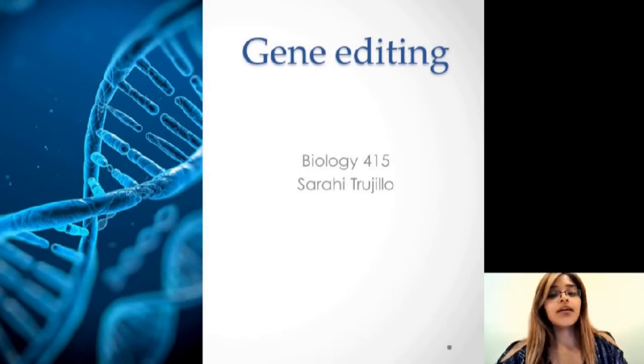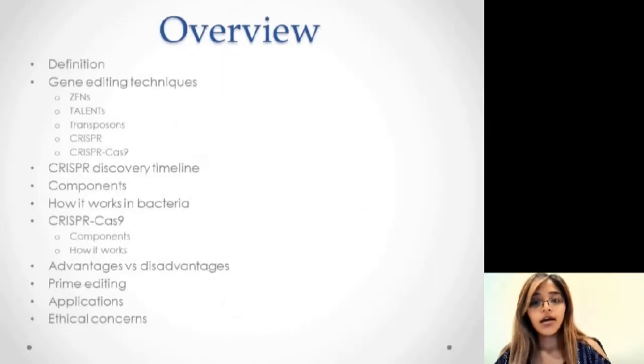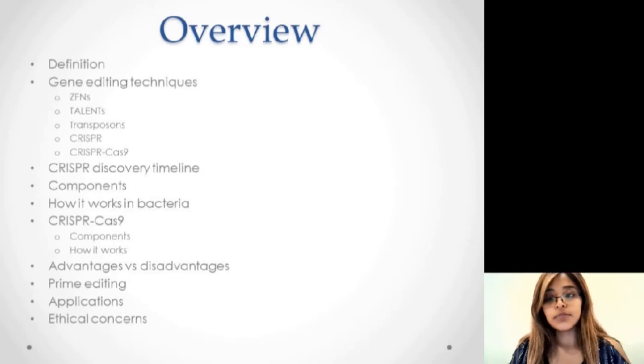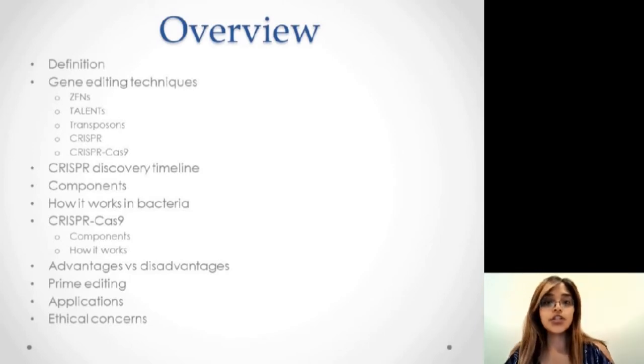But nevertheless, I am going to be talking about gene editing today. So we're gonna go ahead and talk about the definition of gene editing. We're gonna talk about some techniques, the discovery of CRISPR, which is what we're gonna be focusing on today. We're going to talk about its components and how it works in bacteria, which is where it was discovered. And then specifically, I'm going to be talking about CRISPR-Cas9 and how it works. And then we're also going to be talking about the advantages and disadvantages of using CRISPR-Cas9.